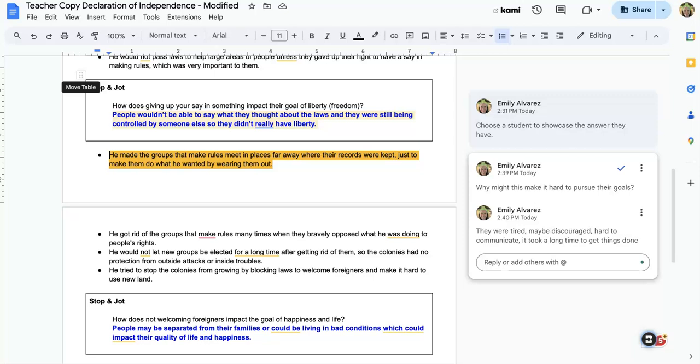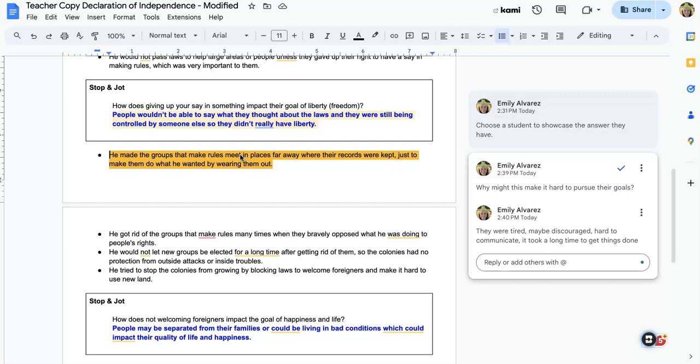And I know there's lots of mixed feelings on Teach Like a Champion, but those are two strategies from the text that I feel really do a nice job of holding students accountable for ensuring that they have the right information. So for example, here I have a check for understanding that says, why might this make it so hard to pursue their goals? Again, going back to grounding it in what my concepts are, what my standard is, and what I am trying to get my students to get out of this experience.